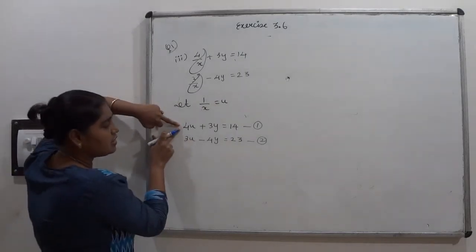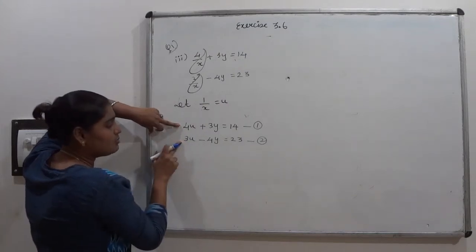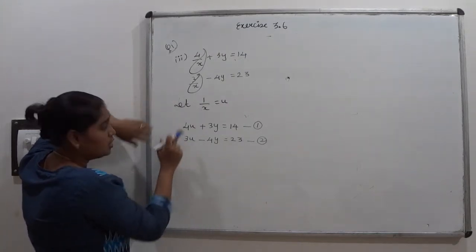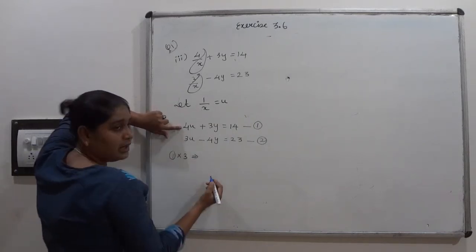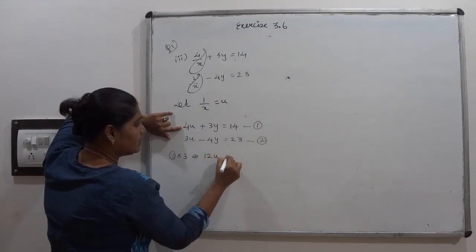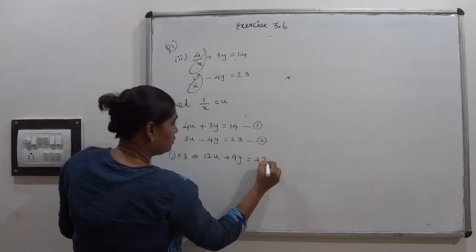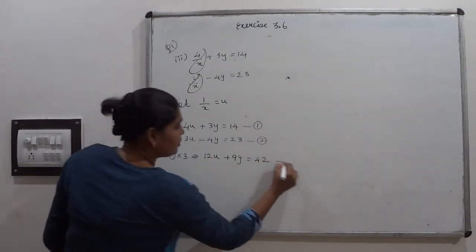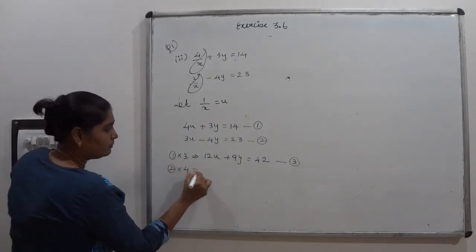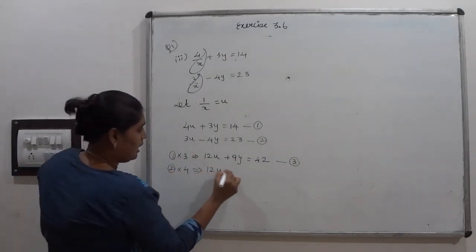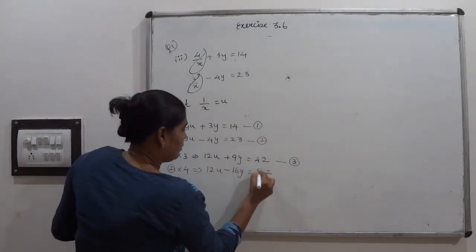So I want to multiply with some values so that the coefficient of u becomes equal. The first equation is multiplied by 3. You will get 12 here. The same way the second equation is multiplied by 4. You will get 12 here. So the first equation is multiplied by 3. 3 into 4, 12u, plus 3 into 3, 9y which is equal to 14 into 3, that is 42, equation number 3. The second equation is multiplied by 4. 4 into 3, 12u, and 4 into 4, minus 16y, which is equal to 92.